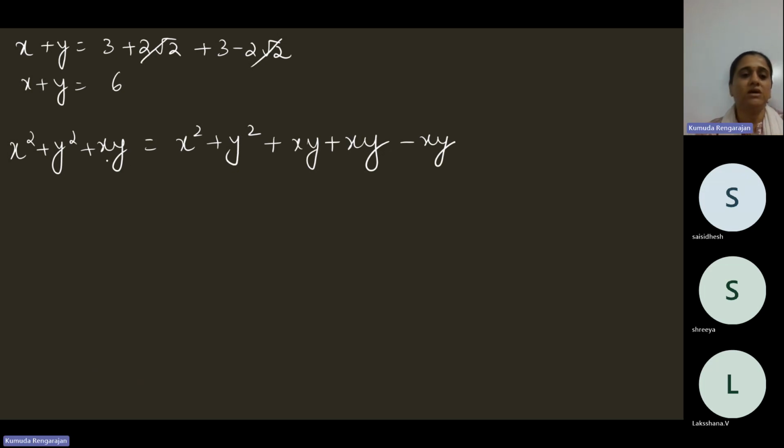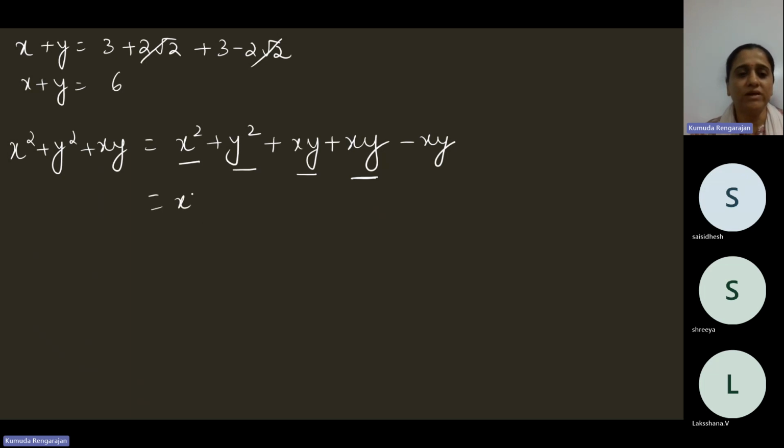See, you wish x squared plus y squared plus xy were x squared plus y squared plus 2xy. For that, you need another xy. But whatever you add, you subtract the same thing, so the net effect is 0. When you add xy and subtract xy, it's like you're adding 0. So you're not changing the value of the expression given.